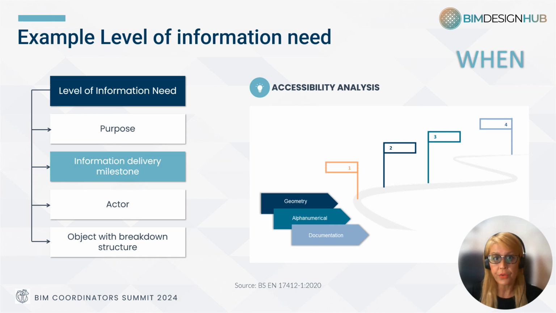Next, the information delivery milestones should be identified. They specify when the information is needed. The geometry, information, and documentation can vary for different objects at the same information delivery milestone. An example is shown here. To do the accessibility analysis, usually the same level of information need is required at different milestones.